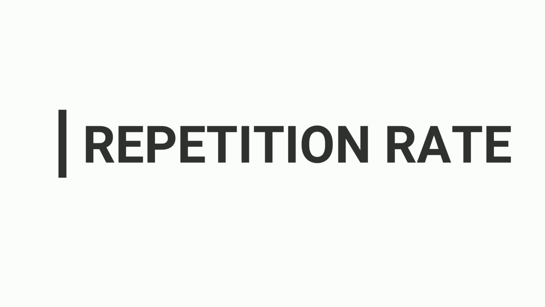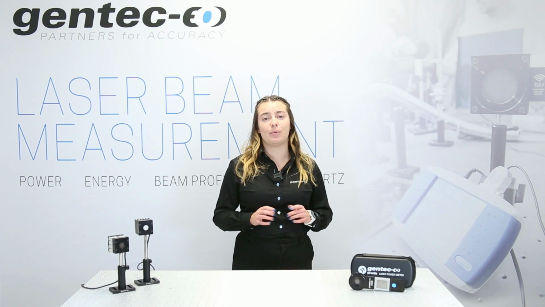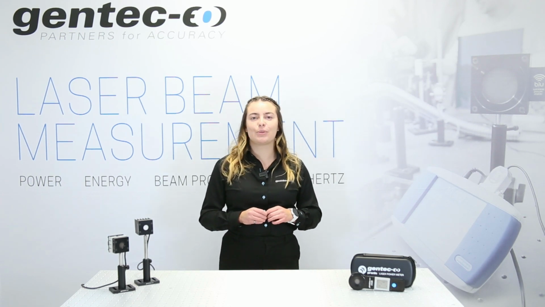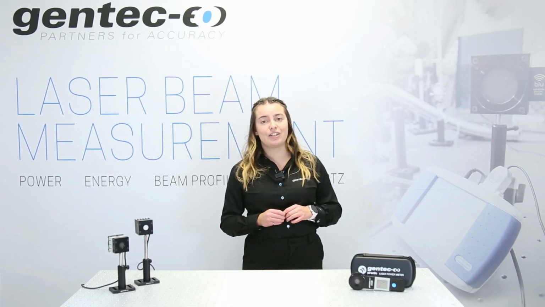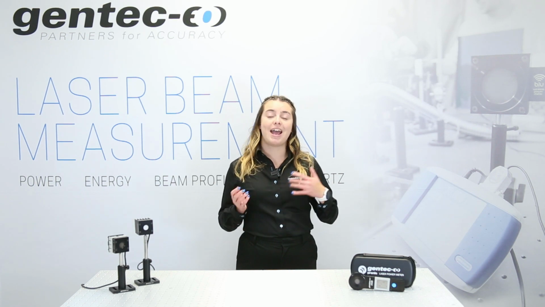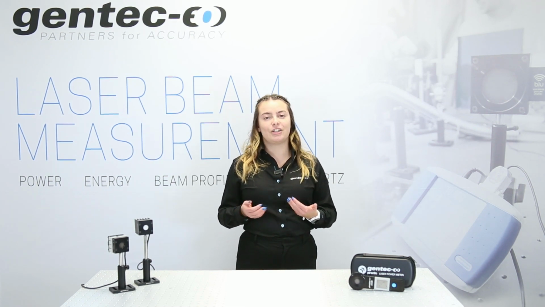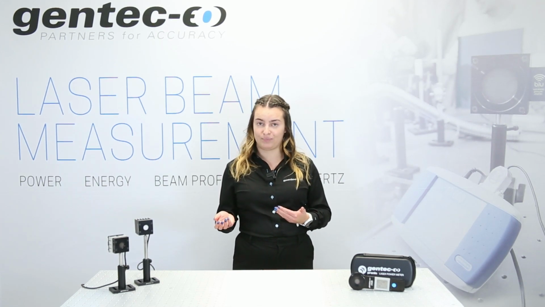Repetition rate is the number of pulses during a second. Again, not a lot of applications require this measurement, unless you want to predict exactly when the pulse will happen. The easiest way to measure the repetition rate is to measure the average power and the energy per pulse, and then calculate the repetition rate, since the repetition rate is the average power divided by the energy.